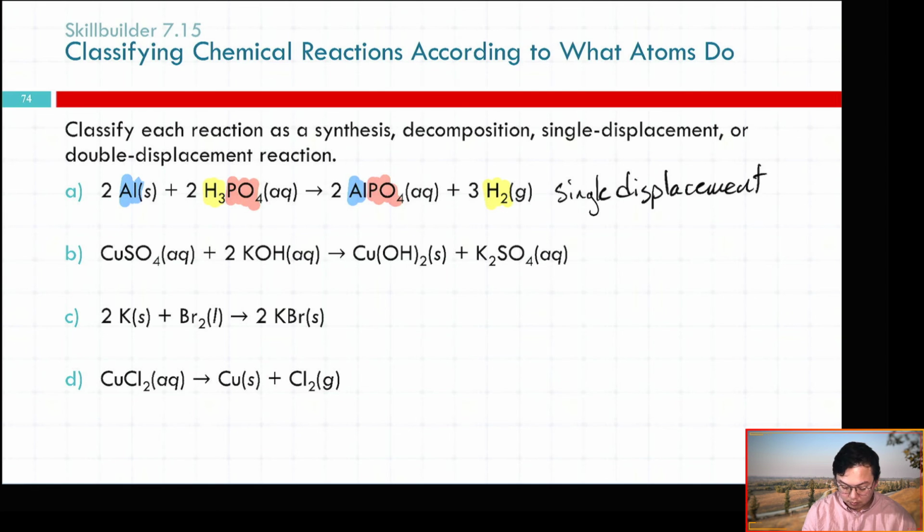Next, we have copper on the right, and then we have sulfate, and then sulfate not bound to copper, potassium. Now potassium and the sulfate have combined, and the copper and hydroxide are combined. So we've taken these anions and we've swapped them. So we've done two displacements, or a double displacement.